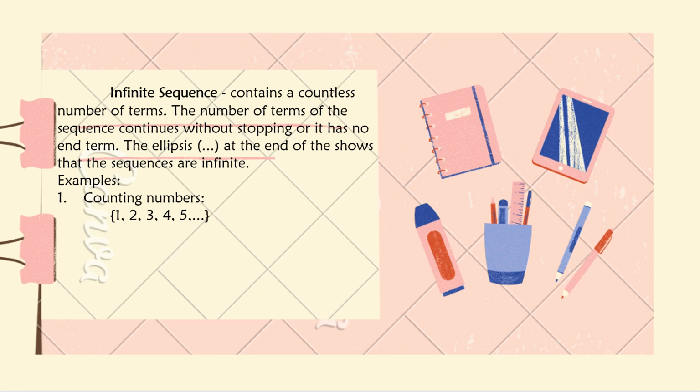Ibig sabihin, pag may nakikita tayong ellipses sa dulo ng sequence, infinite yun. Okay? So we have our first example. We have the counting numbers: 1, 2, 3, 4, 5, 6, 7, 8, 9, 10. May ellipsis sa last part. Ibig sabihin continuous lang. Next, multiples of 5. We have 5, 10, 15, 20, and so on.